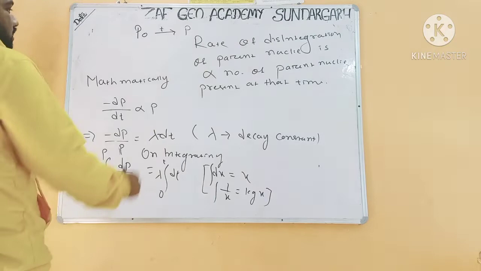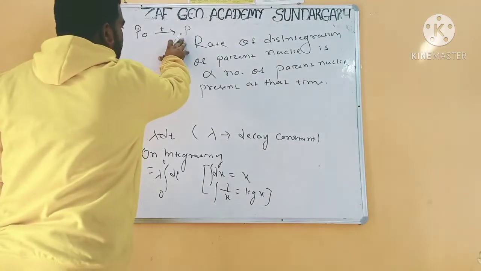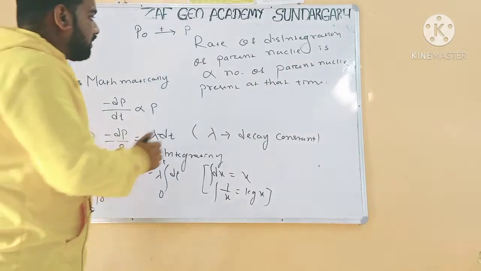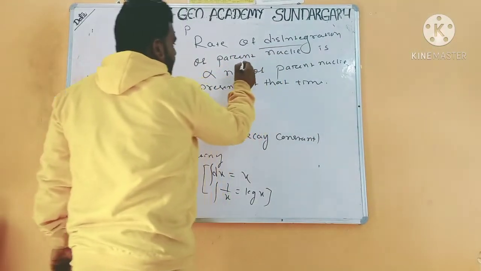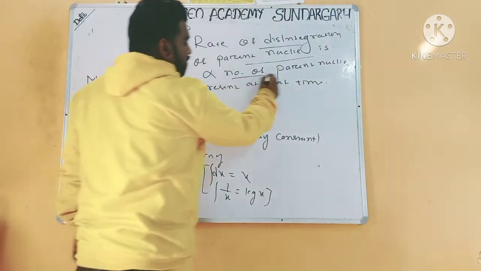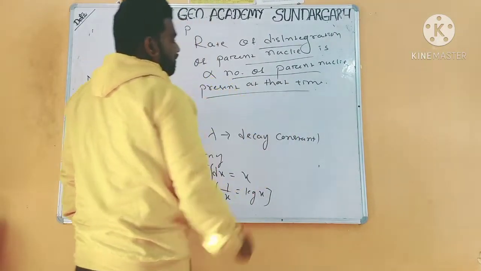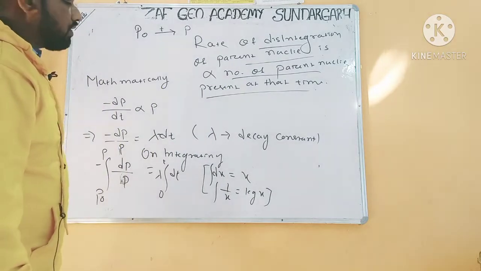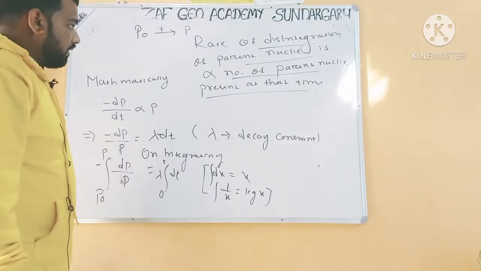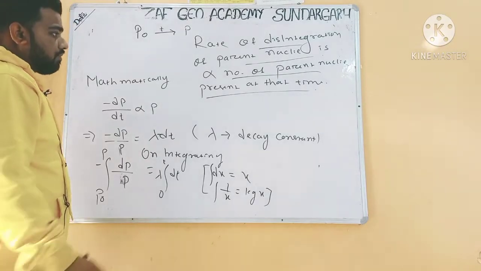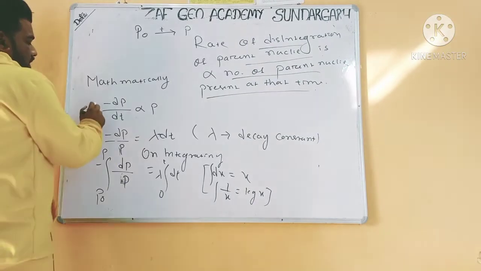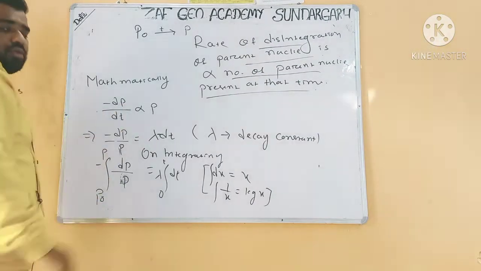Now suppose P naught is converted to P. By the law of radioactivity, the rate of disintegration of parent nuclei is directly proportional to the number of parent nuclei present at that time. So this is the law of radioactivity. Mathematically we can write it as minus dP by dt is directly proportional to P.